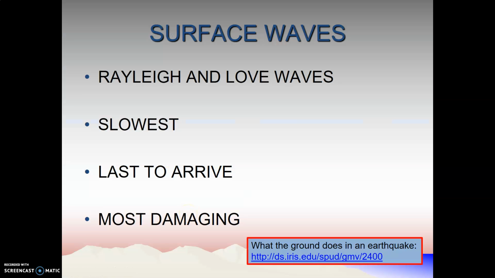Now our 3rd type of wave, again, first type is P wave, second type is S wave, 3rd type is surface waves. We group these all together. These are the slowest of all the waves, so they are last to arrive, but also they move the ground more than P wave and S wave, so they are the most damaging. Let's look for a second at what the ground actually does in an earthquake.